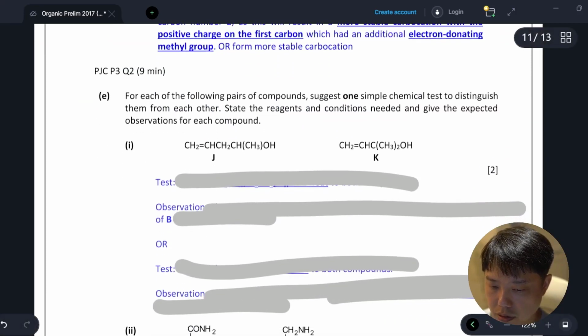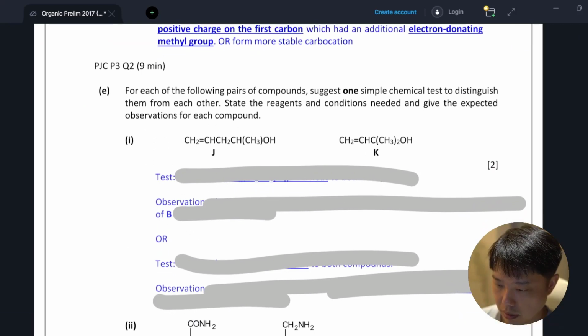All right, guys, let's continue with this question from PJ, paper 3, question 2. Suggest a simple chemical test to distinguish these two compounds. So if you look at these two compounds, they are written in a straight line. Probably this is more difficult to see. Probably it should be better for you to write it out.